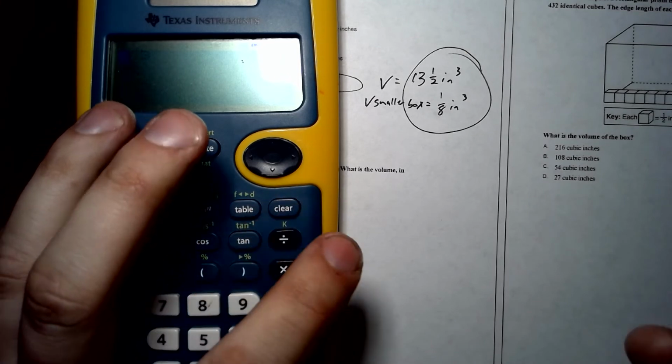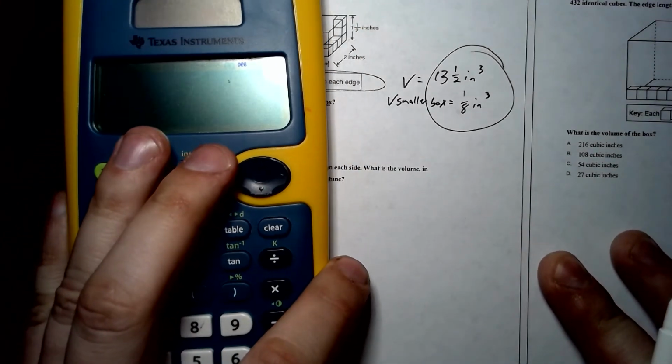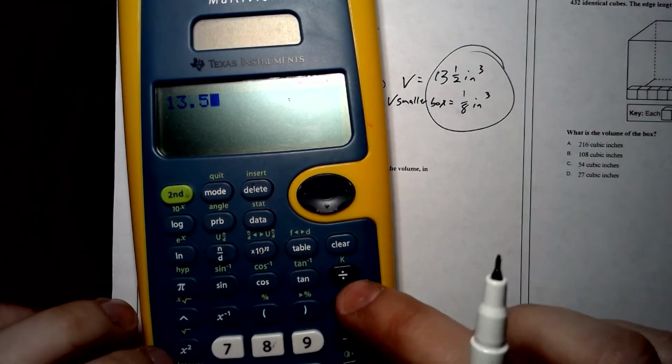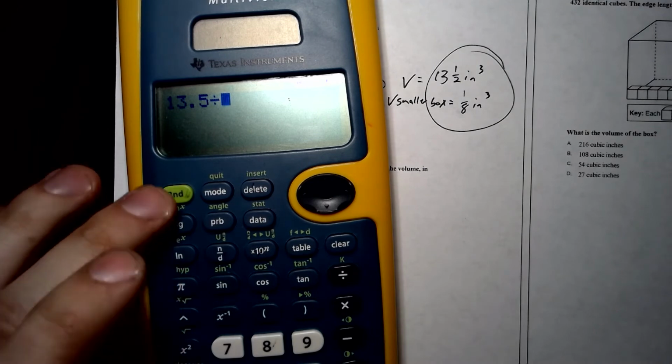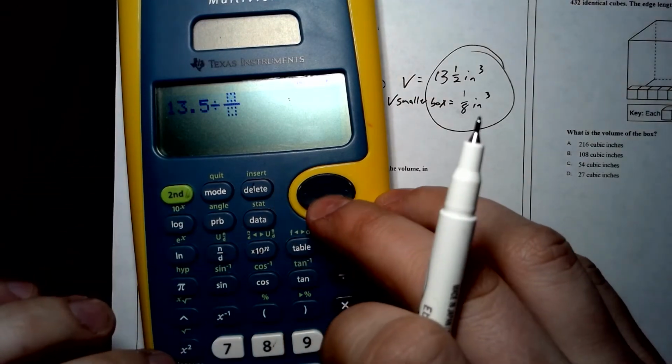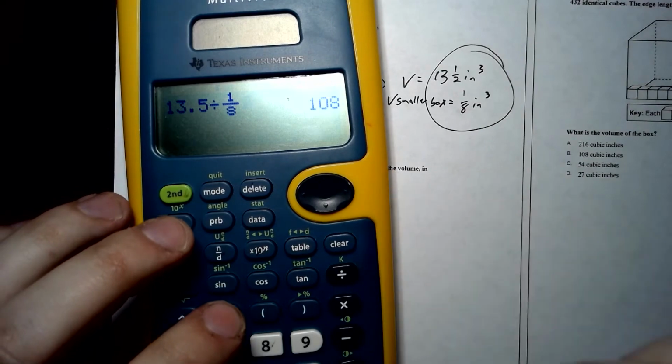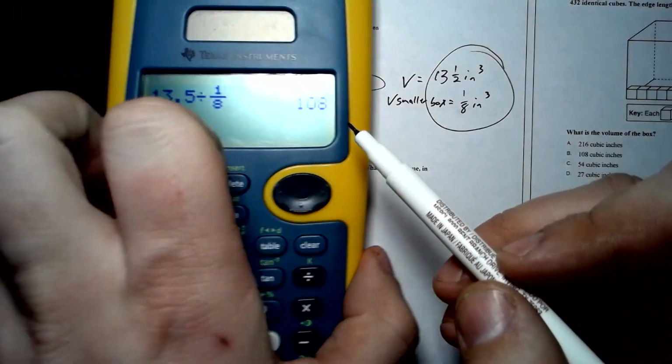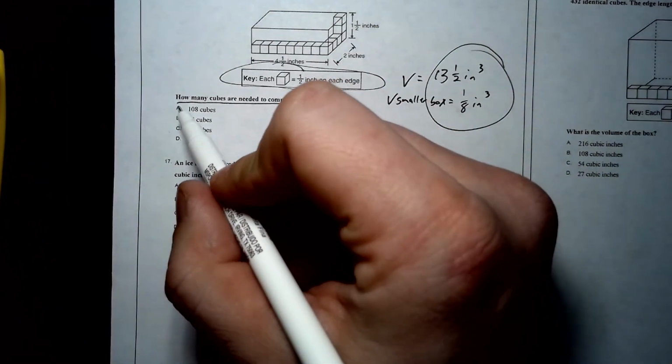That's the same method we used for two other problems in this review. And if you do 13.5 divided by 1/8, you will get the correct answer that 108 cubes can fit inside.